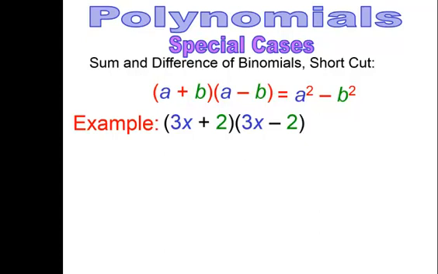Here's an example. We have 3x in the first spot and we have 2 in the second and we have the plus and the minus. So let's multiply this out quickly. You're going to take the first term and square it, always minus, and the last term and square it. So you're going to end up with 9x squared minus 4.